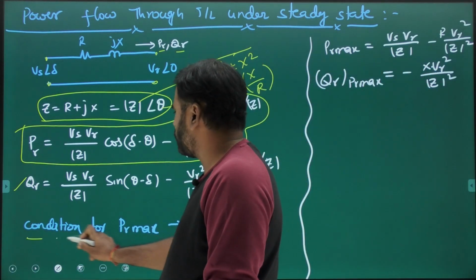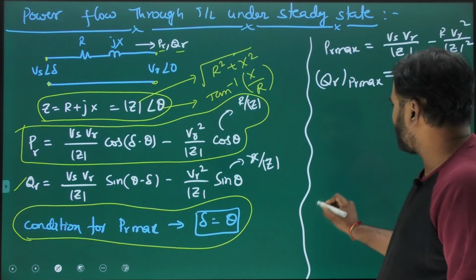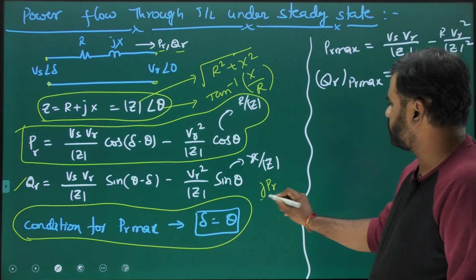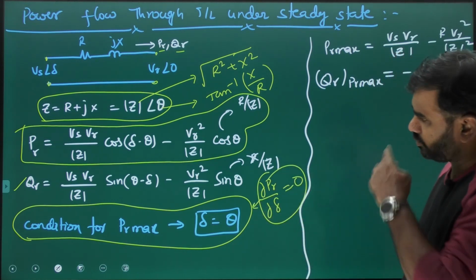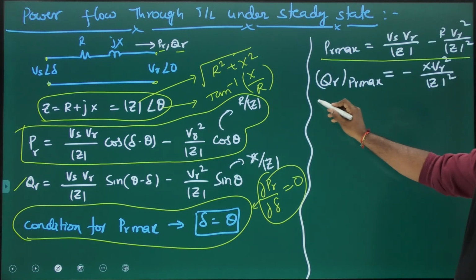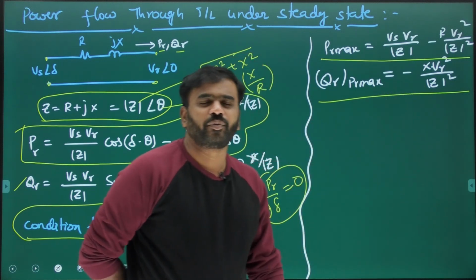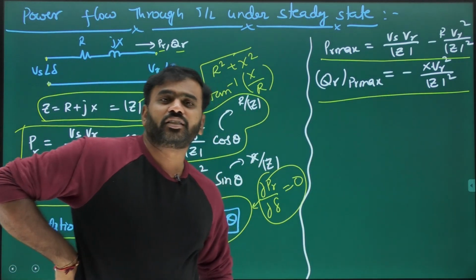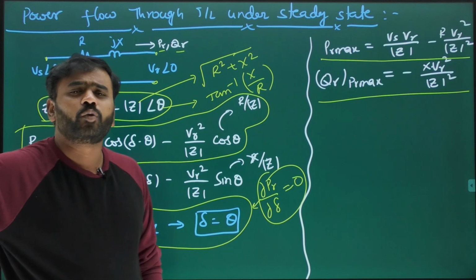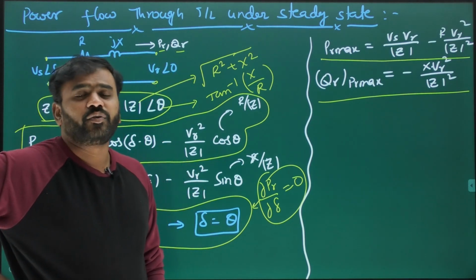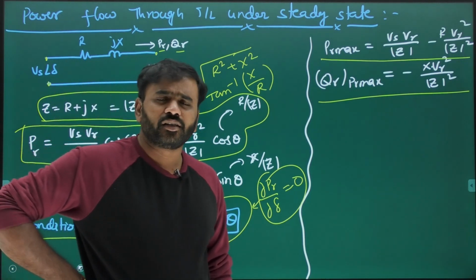And the condition for PR max. What is the condition for PR max? We need to differentiate the active power with respect to delta and equate it to 0. If I do, I will get delta equal to theta. From that I can calculate PR max, and the reactive power corresponding to PR max. But if you notice, the reactive power corresponding to PR max is negative. What is the meaning, sir? When the transmission line is delivering, or a synchronous generator is delivering, maximum active power to the load, the load power factor is leading. Okay, the receiving end power factor is leading. So to deliver maximum active power, the synchronous machine is operating at leading power factor.